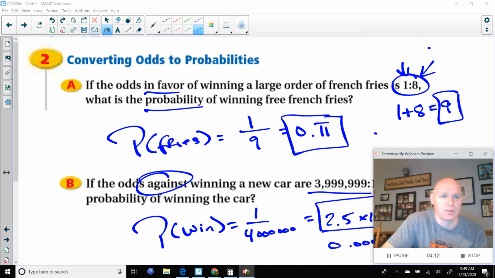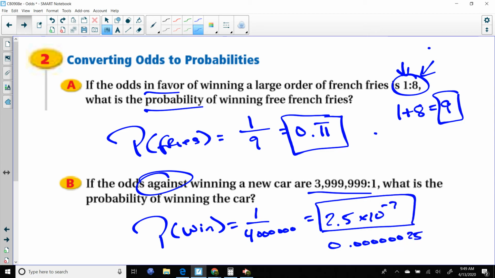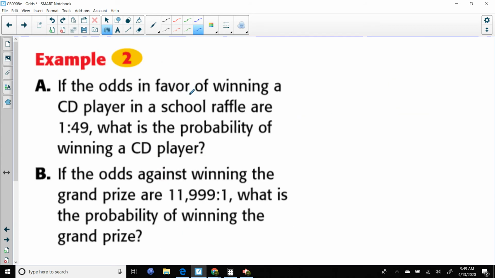Now let's give it a shot. We'll do the next one. If the odds in favor of winning a CD player in school are 1 out of 49, what's the probability of winning the CD player? We're going to add those together, and it'll be 1 out of 50, and then you would divide that math.